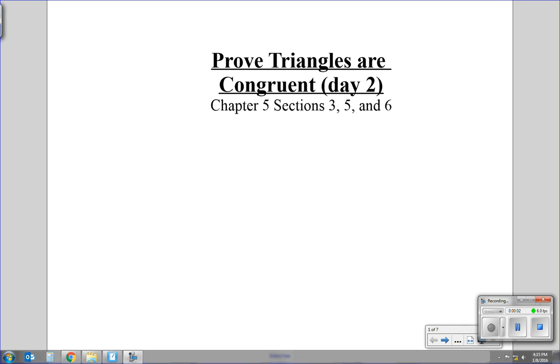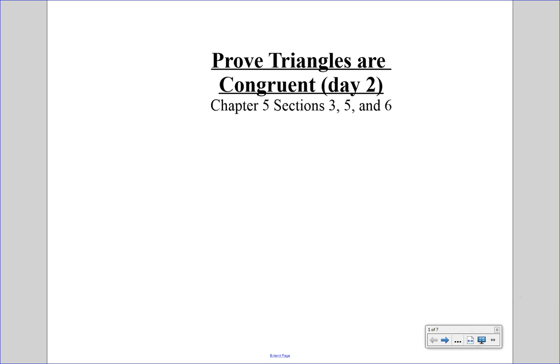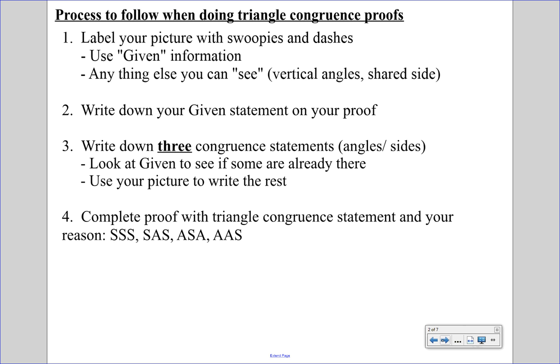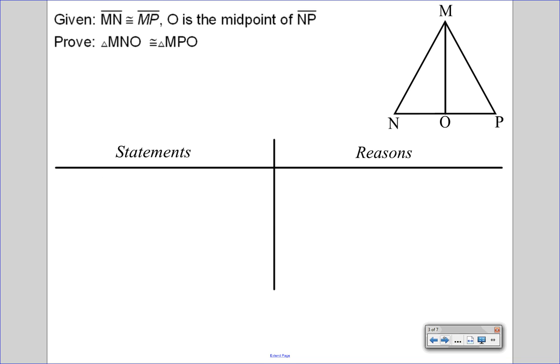Today I'm going to be talking about proving triangles are congruent. And this is our second day of triangle congruency proofs. So I'm just going to show you some more examples of triangle congruency proofs. Once again, the four-step process of proving triangles congruent. You can always go back to this, and if you get stuck, you can see where you need to go back and get some help. So let's do some of these proofs.